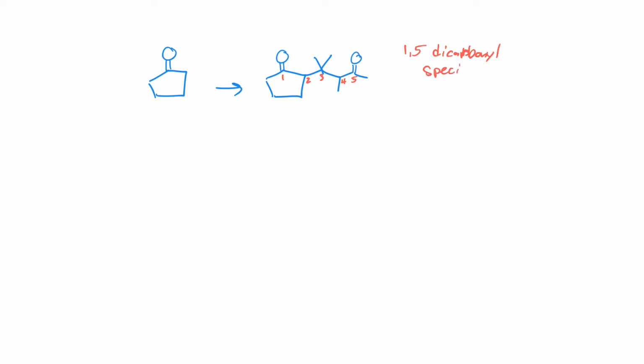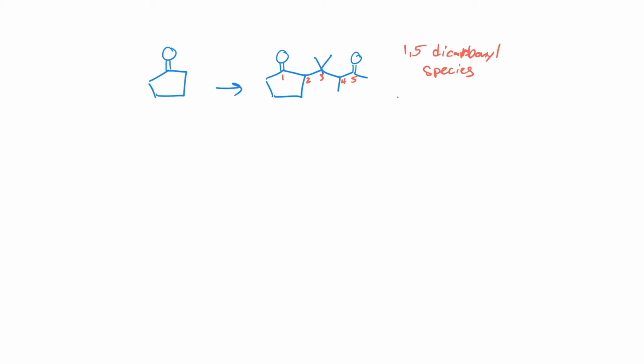Let's look at one more example. So in this case, we should take a look at the relationship of the functional groups. Recognize that they are both carbonyls, so this is a 1,5-dicarbonyl species. 1,5-dicarbonyl species.